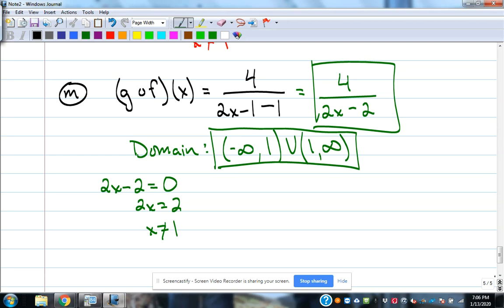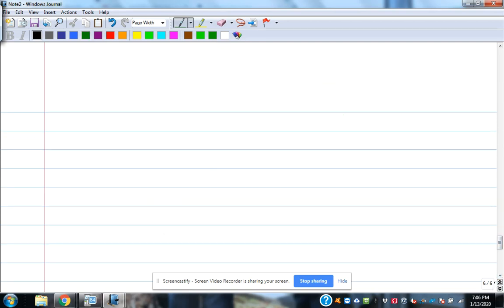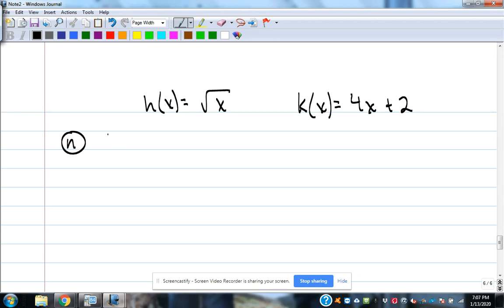Let's do one more set of functions. Let's say we had h of x is equal to the square root of x. Real simple. K of x is equal to 4x plus 2. Also pretty simple, but both with their own, one with a very interesting set of domain there. So let's do example n. Let's do h composed with k of x and find the domain.